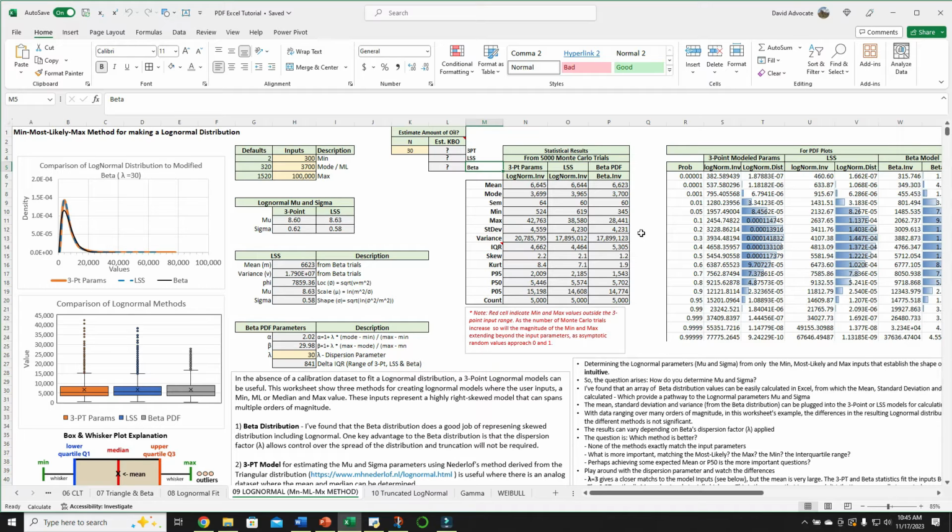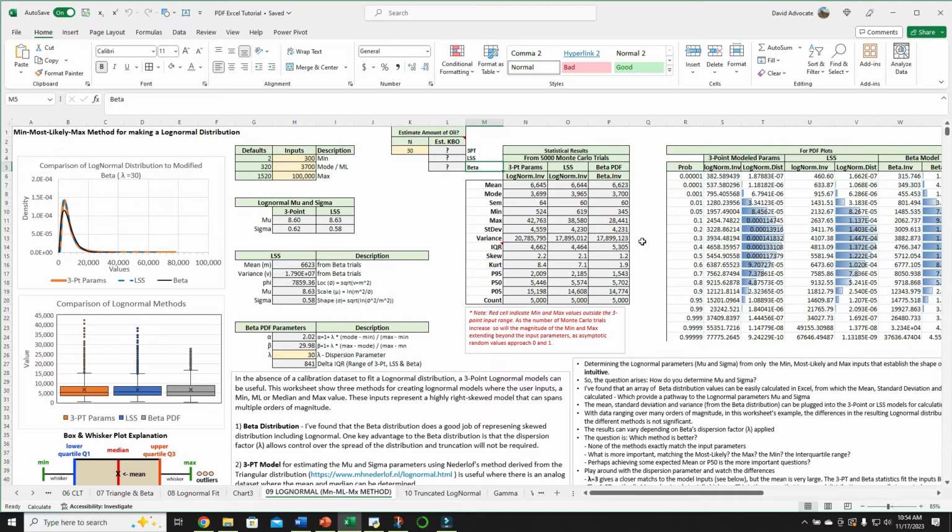With data ranging over many orders of magnitude, in this worksheet's example, the differences in the resulting log-normal distribution from using the different methods is not significant. The results can vary depending on the beta's dispersion factor lambda. The question is, which method is better? None of the methods exactly match the input parameters, as we can see by examining the statistical results. So, what's more important? Matching the most likely, the max, the min, or the interquartile range? Perhaps achieving some expected mean or P50 is the more important question.